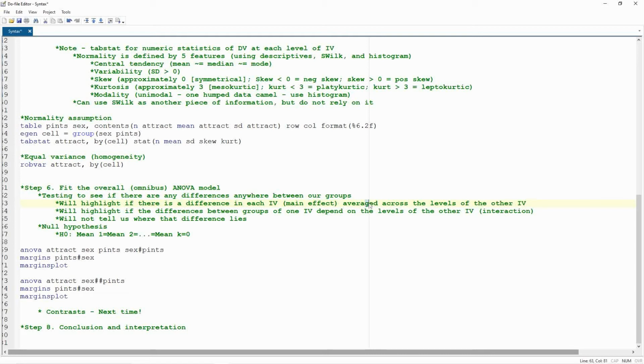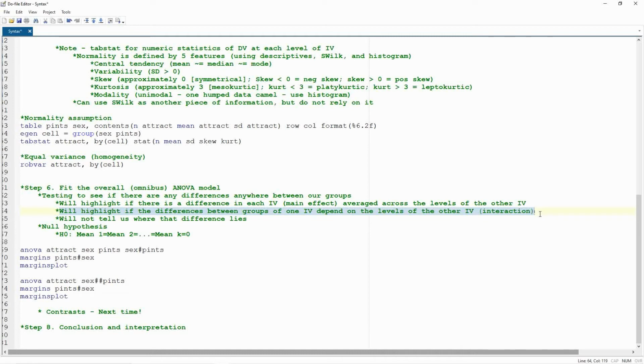So when we were talking about the main effects before, when we were talking about differences between gender averaged across the amount of alcohol, that's what this will be. The differences of each IV are main effects averaged across the levels of the other. The ANOVA will also highlight the differences between groups of one IV dependent on the levels of the other. So this is the interaction. This is that difference of differences we were looking at before.